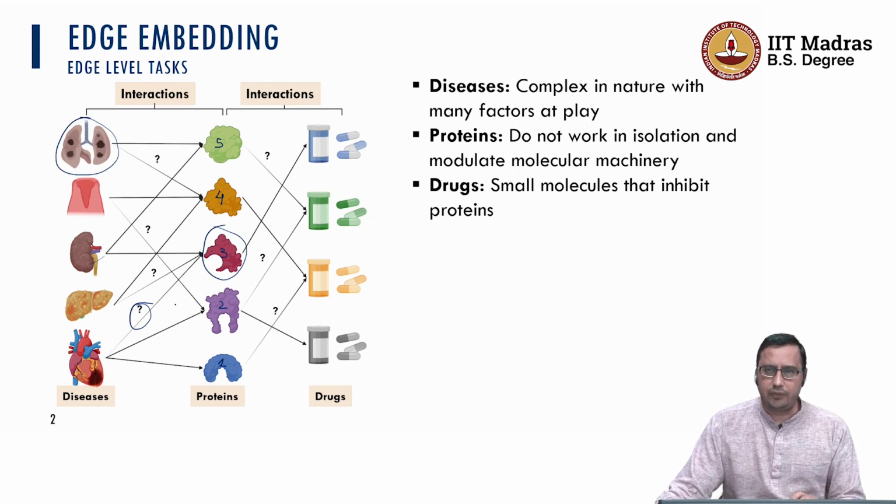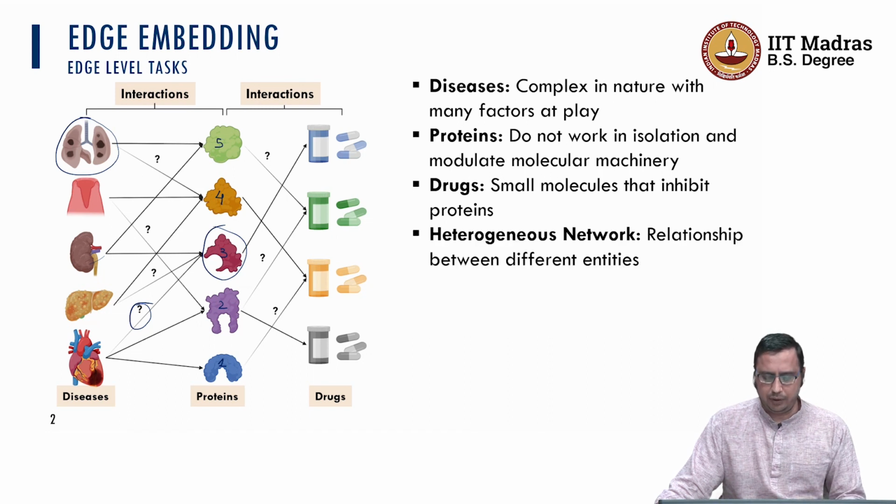Similarly, if I look at the drugs, as I mentioned earlier, drugs are small molecules that inhibit proteins and try to cure or treat disease. Now, certain drugs are available to inhibit certain proteins. However, we do not know whether certain drugs which are available in the market and are used for protein number 2 can also be used for protein number 5 to inhibit that particular protein.